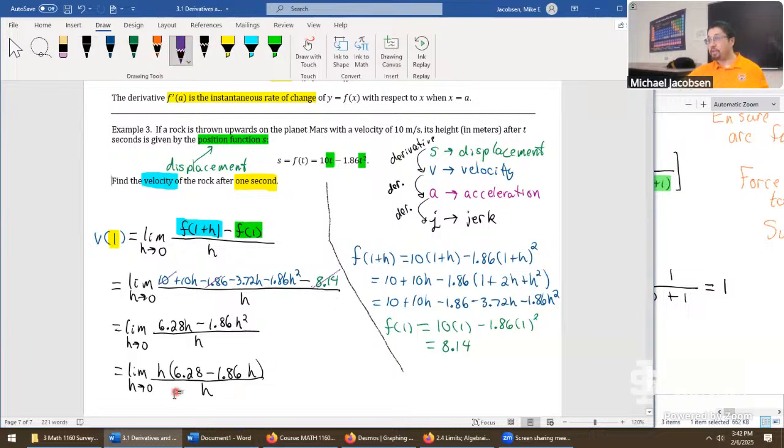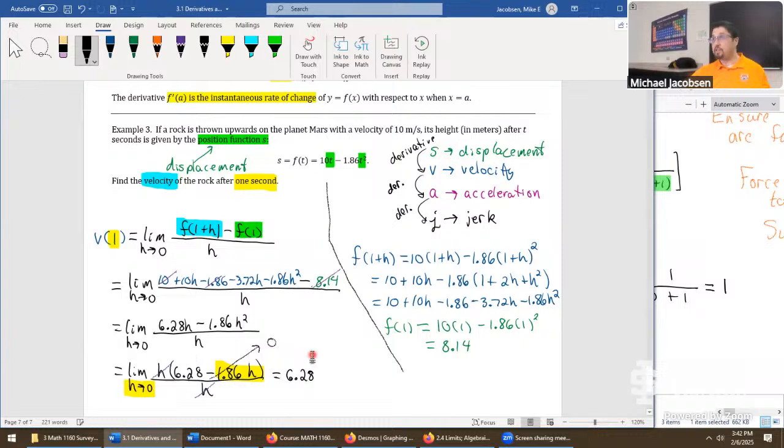And this is the point at which we can declare success. We have canceled off this h and this h, which puts direct substitution of h going to 0 back on the table. And that's just going to wipe out that term right there. So negative 1.86h is gone. This little statement is just saying converges to 0 in the limit. We're left with just 6.28.